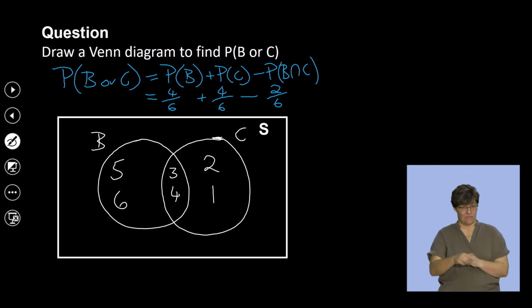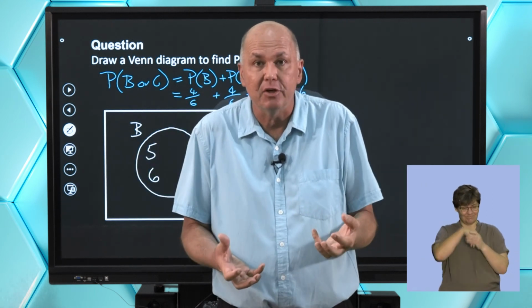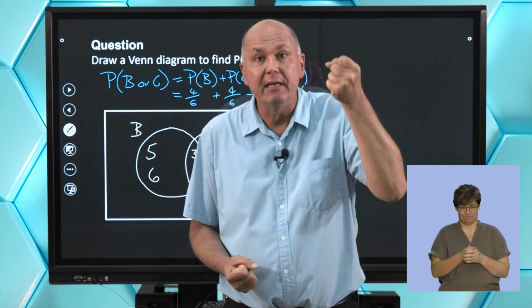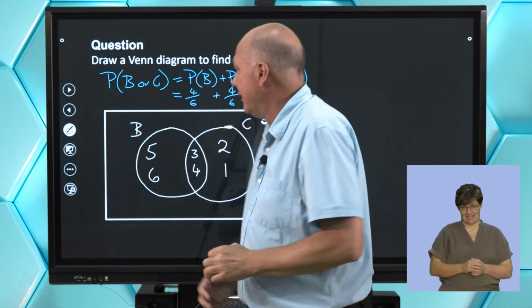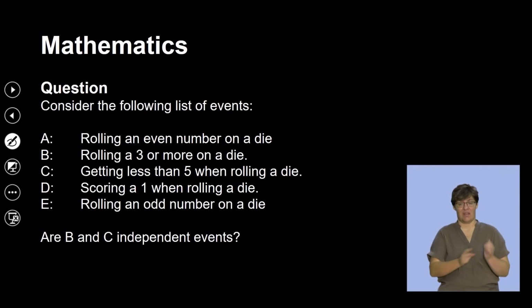And if we get the totals there, we recognize this is going to be 8 out of 6 minus 2 out of 6, which gives you 6 out of 6. And that's exactly what we're hoping to get, because all the elements in the sample space exist within the combination. And so the probability of getting B or C is 100%. Very good. Now, the last thing we're going to ask ourselves is, are these events independent?